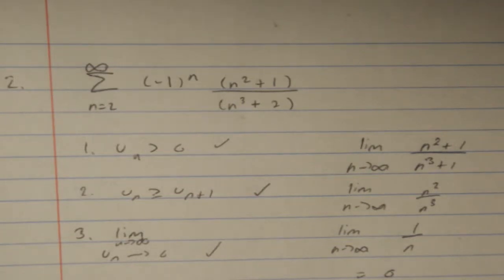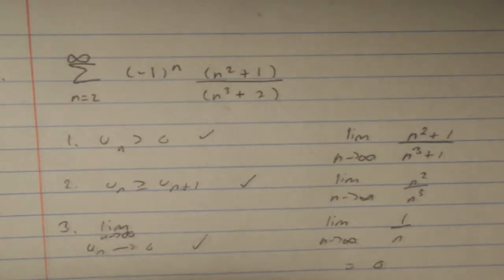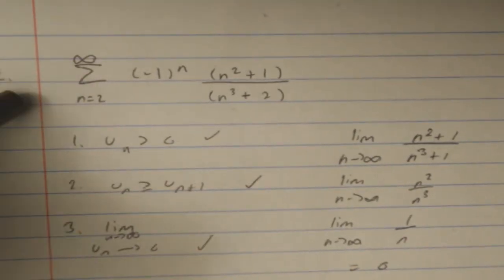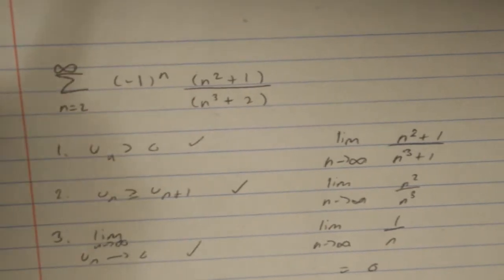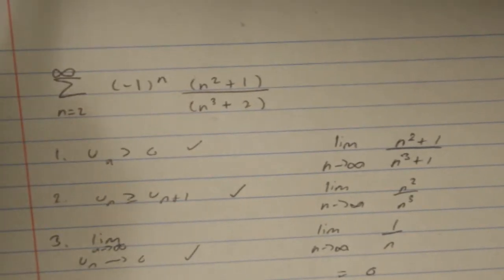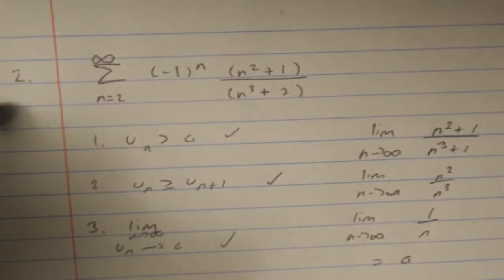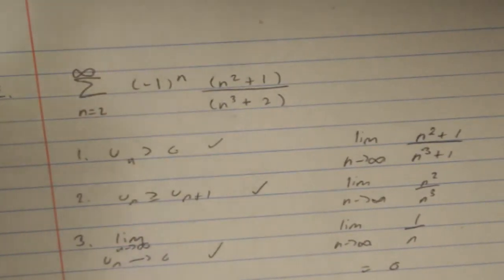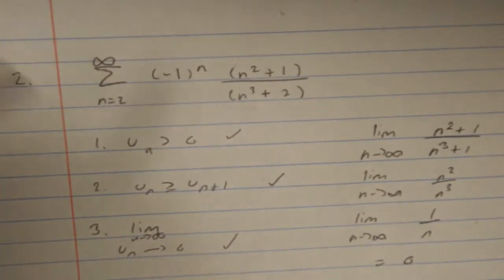Alright, so this is number 2 of quiz 9.4 through 9.5. What we have here is a series from n equals 2 to infinity, and we're told to find out if it diverges or converges. So this is the series, as you can see. We use the alternating series test, the Leibniz test.